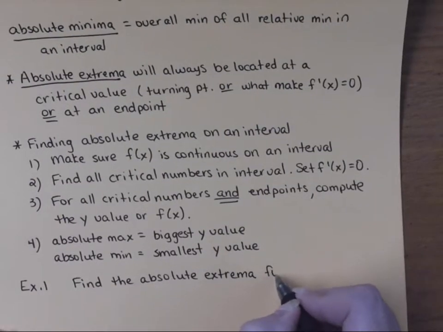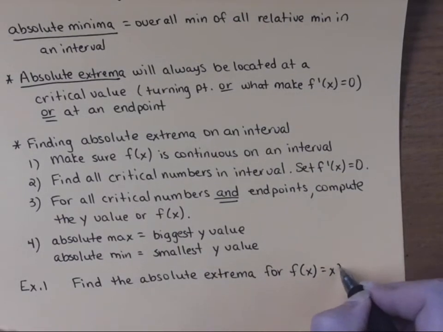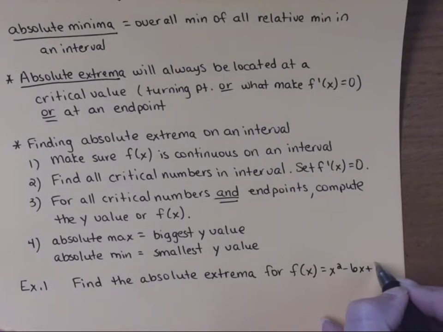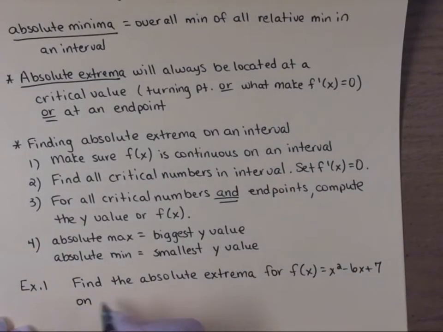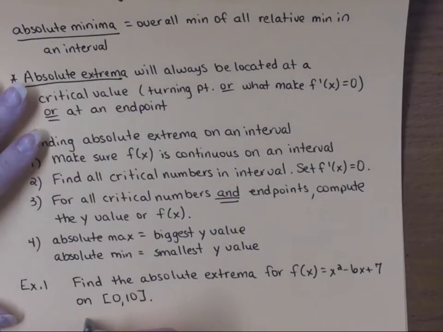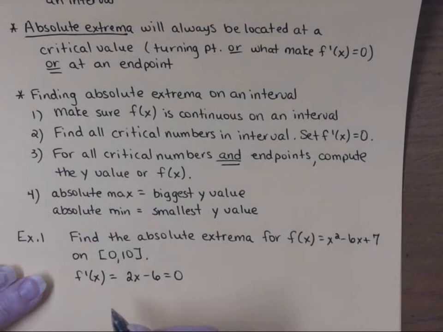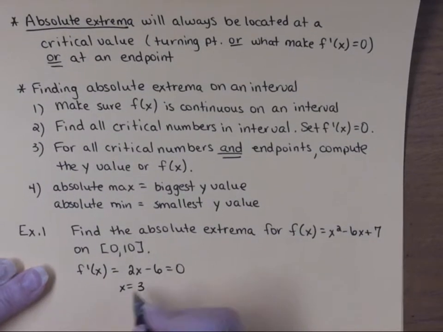For the following function, f of x equals x squared minus 6x plus 7, but I want you to look on the interval from 0 to 10. So first we're going to find all critical values. Remember, we do that by setting the first derivative, which is 2x minus 6, equal to 0. So we get x equals 3. This is a critical number or critical value.